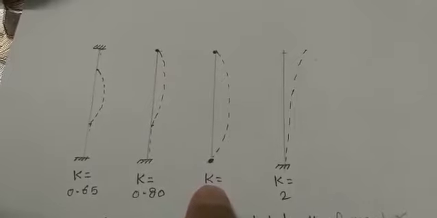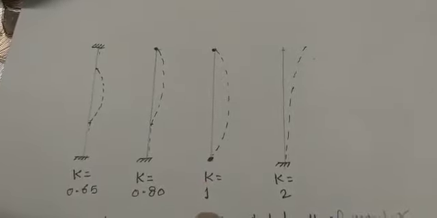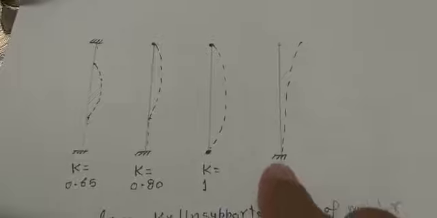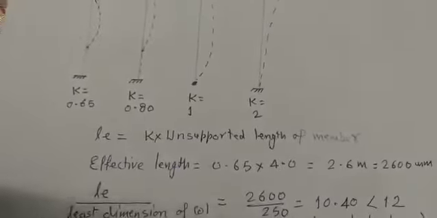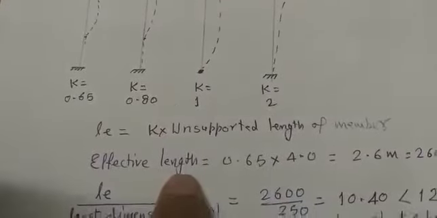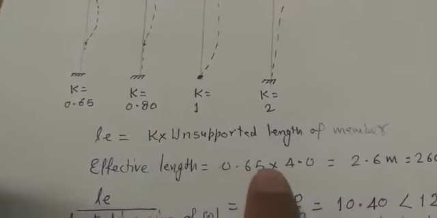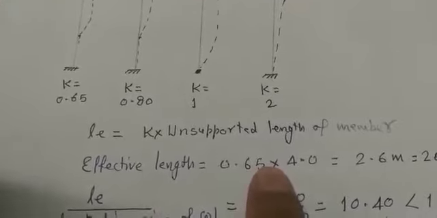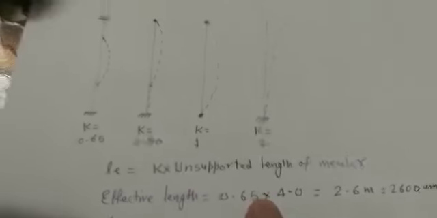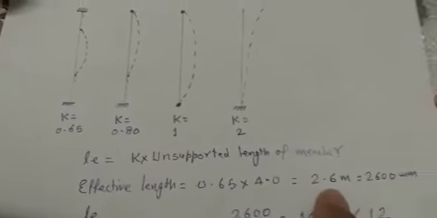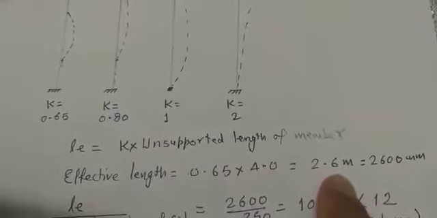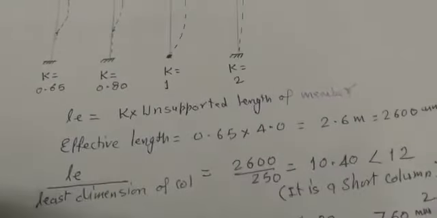And when both the ends are hinged, k is taken as 1, and when one end is fixed and the other end is free, then the value of k is taken as 2. Now we have to find out the effective length of the column, and effective length can be calculated as the unsupported length of the column multiplied by the value of k. Here, as we are taking condition number 1, k will be 0.65 multiplied by 4, that is 2.6 meters, that is 2600 mm, converted into millimeters.